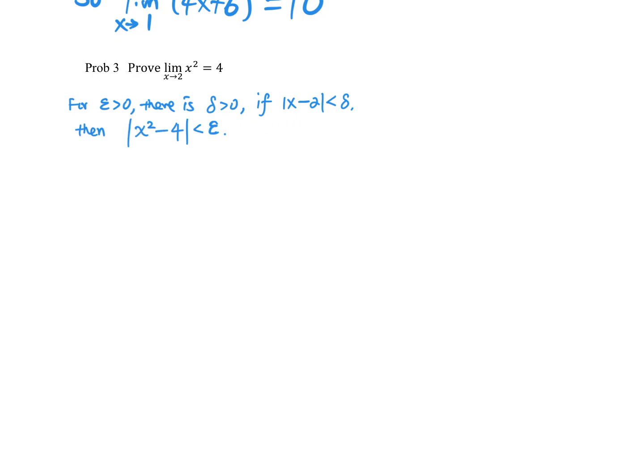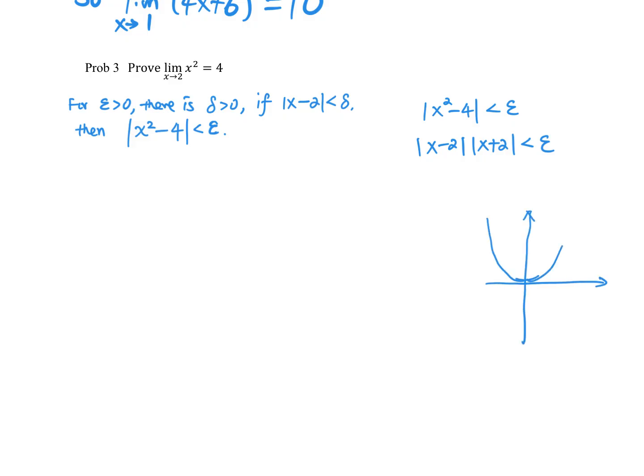There are multiple ways to prove this problem, and here's one approach. We want to show this. I'll usually start with my target here. This is what we want to show. And the left side, we actually can factor it a little: |x - 2| times |x + 2|. It's okay to put absolute value on both. That's what we want. And by the way, the graph of this function x squared is here.